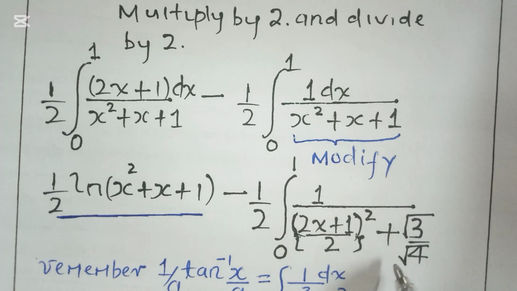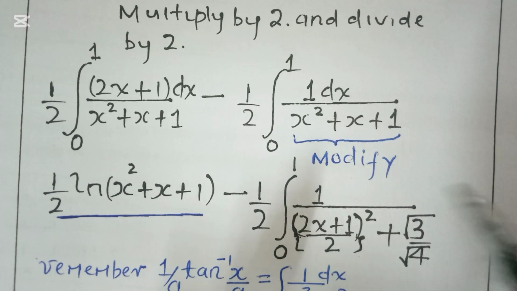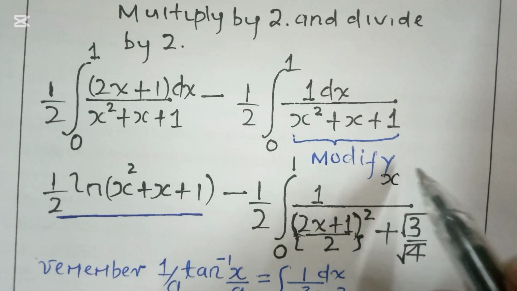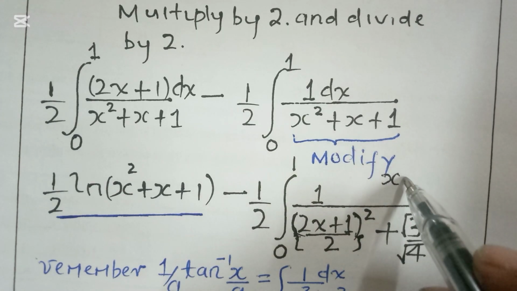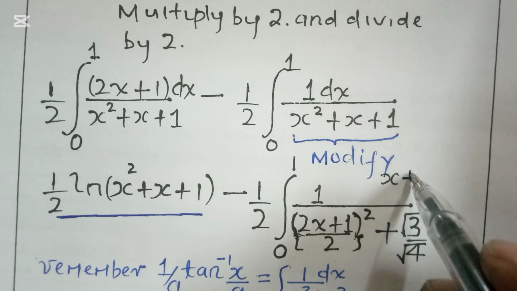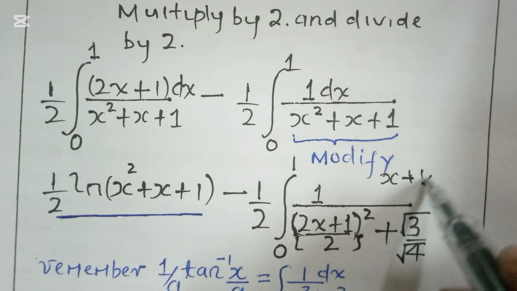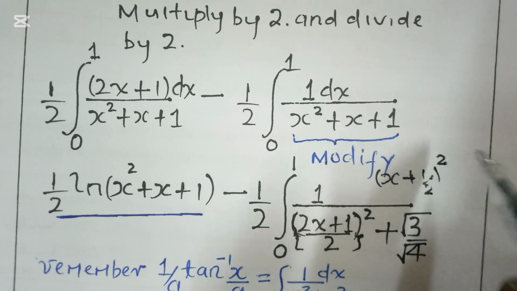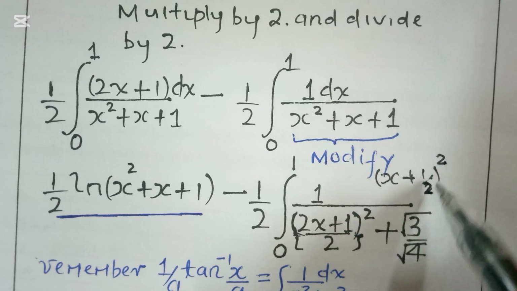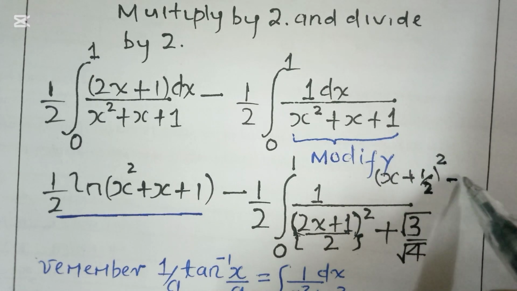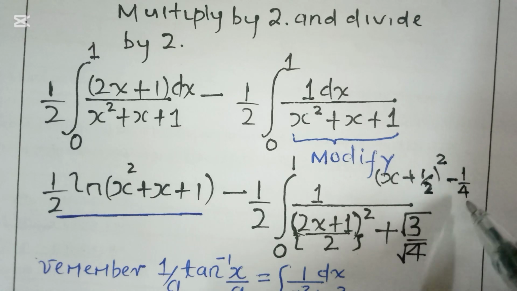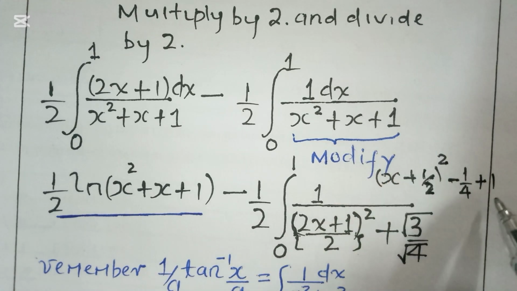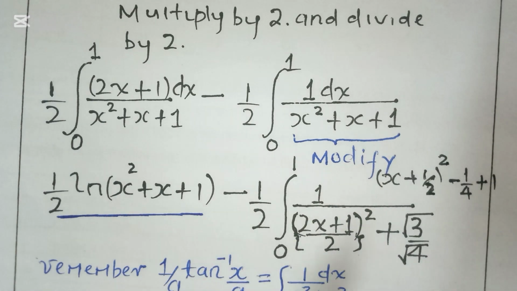Completing the square method, whereby this is now going to be x² + x, which becomes (x + a half) raised to 2, minus a quarter, plus 1. So, guys, this is what we are going to do in completing the square for that.